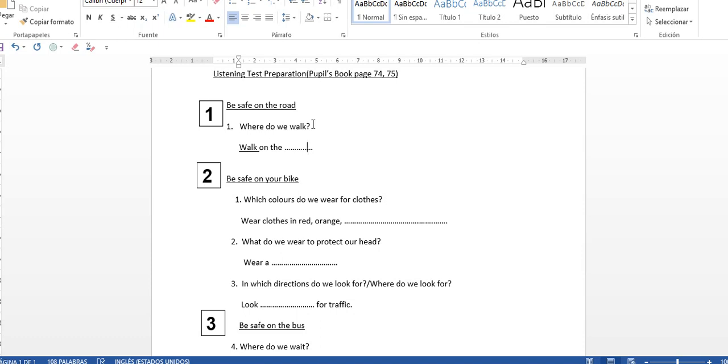Hi, I'm Safety Sam, and I'm here to teach you about how to be safe in the street. 1. Be safe on the road. Listen. Don't play next to traffic. Don't walk on the road. Walk on the pavement. Walk on the pavement. Don't cross the road next to cars.